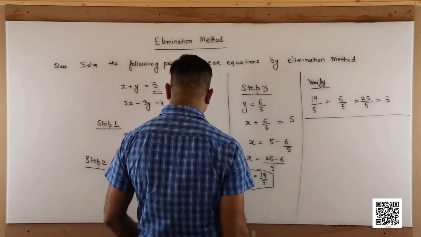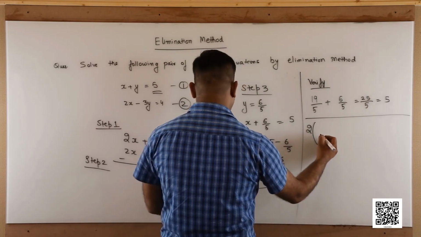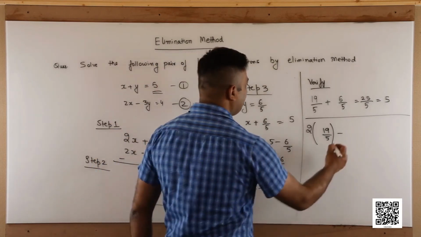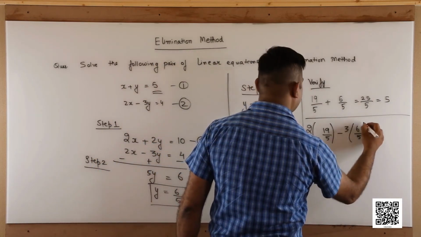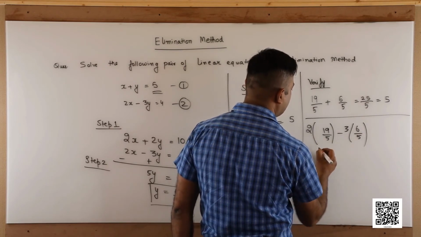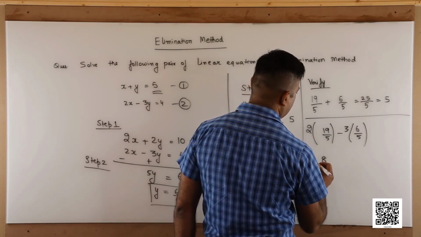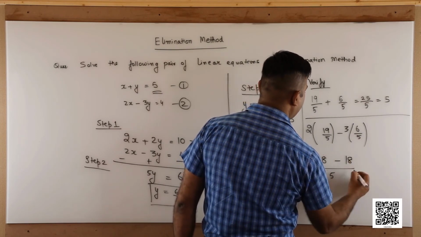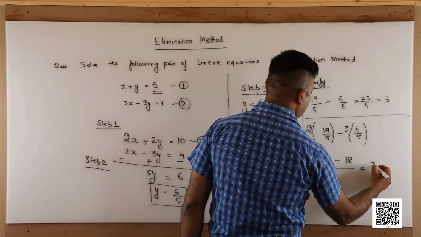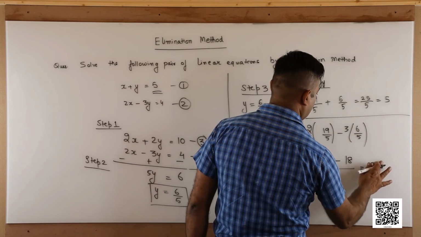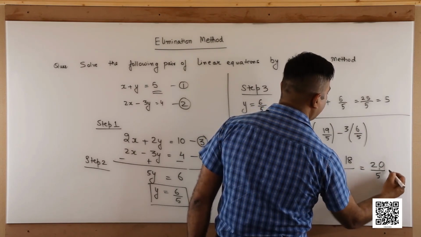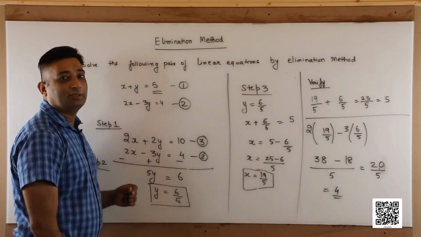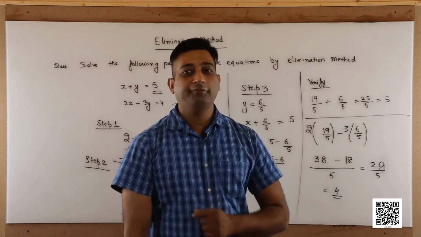Now we'll put the value of x and y in equation number 2. So twice of 19 by 5 minus 3 times 6 by 5. So we get the answer as 38 minus 18 divided by 5, which is equal to 20 divided by 5, which is equal to 4, which is equal to the right hand side of equation number 2. Hence the solution is verified.